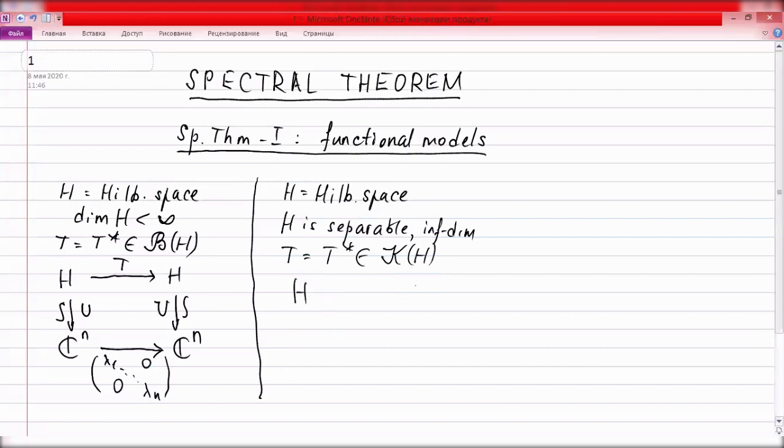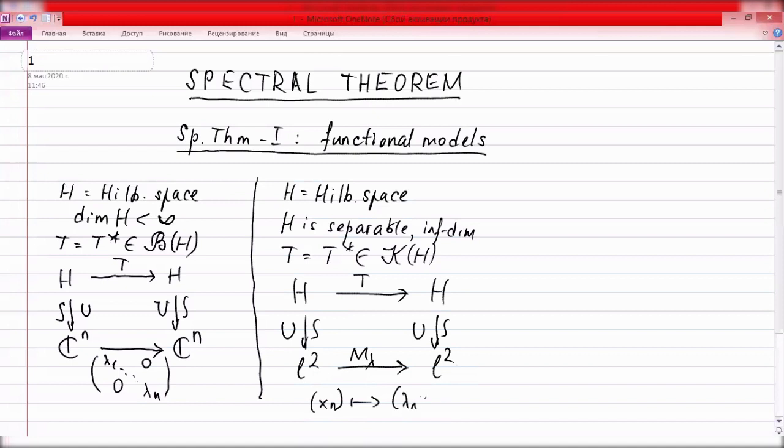Namely, we can draw the following picture. So this is our operator. Then there exists a unitary isomorphism between H and little L2, which establishes unitary equivalence between T and a suitable diagonal operator on the little L2 space, M lambda. So M lambda is just the diagonal operator. It takes a sequence x_n to the sequence lambda_n x_n. So this is the essential part of the Hilbert-Schmidt theorem.